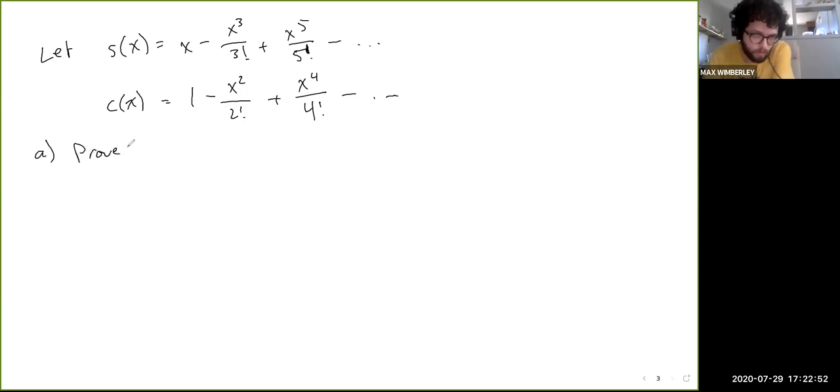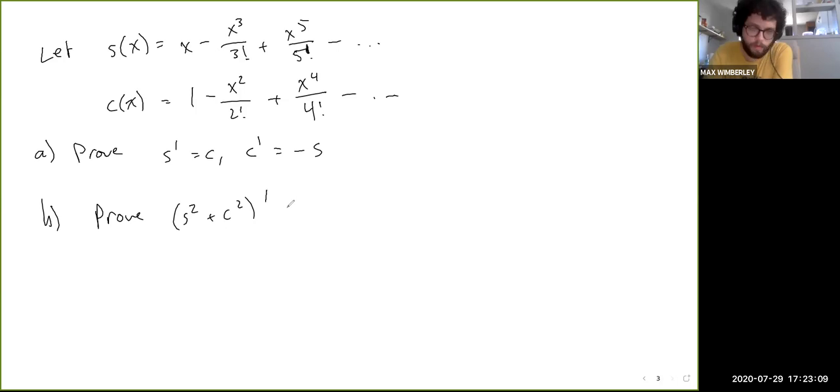Prove S prime equals C, C prime equals negative S. Prove S squared plus C squared prime equals 0. And then prove that S squared plus C squared equals 1.